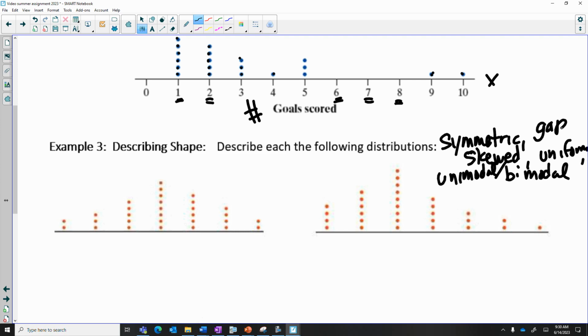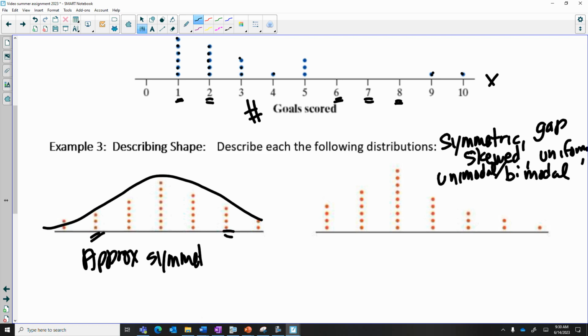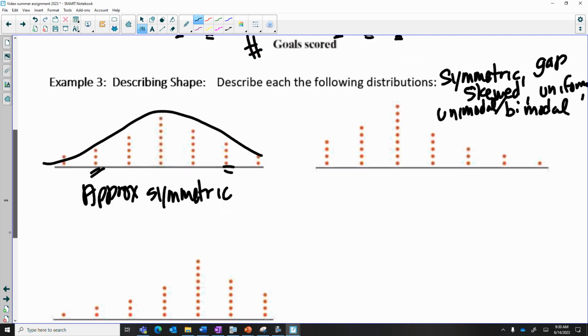So let's start with the basics. This first one is symmetric. Now, is it perfectly symmetric? 2, 2, 3, 4, no. We call this approximately symmetric because it's not perfectly symmetric. So if I folded this paper in half, it would be almost perfectly symmetric, but not quite. So you throw in that word approximately symmetric. Now in Algebra 2, you guys also said that it was bell-shaped, and it is. There is one mode, which means the highest peak is only at one value. So that is called unimodal.